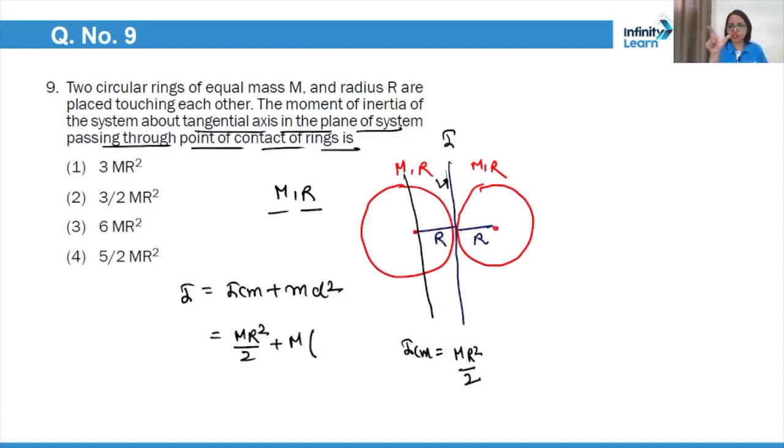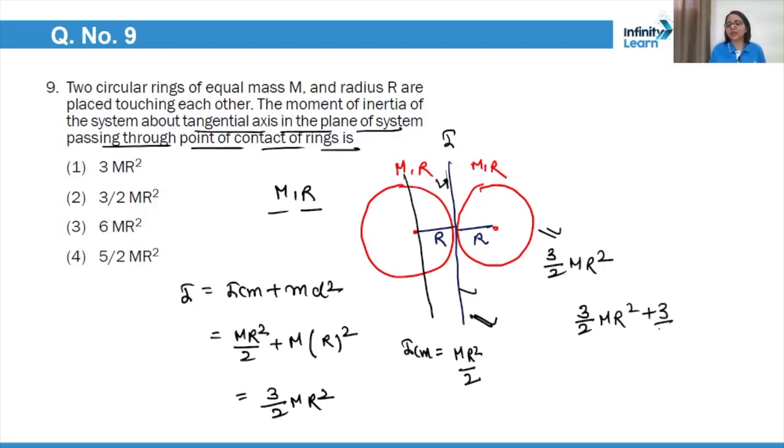D is equal to R. The separation between these two parallel axes is R. So the moment of inertia of one ring about this given axis is 3 by 2 mr square. Similarly, the moment of inertia of this ring about this given axis is also 3 by 2 mr square, right? So the total moment of inertia of the system will be 3 by 2 mr square plus 3 by 2 mr square, which is equal to 3 mr square. So the correct answer is option 1.